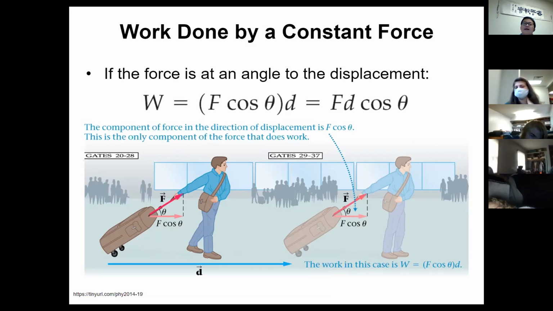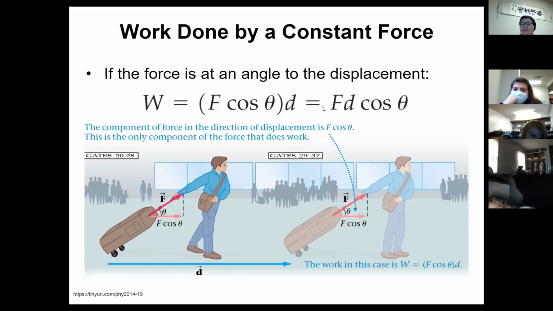Okay, so only the direction in which the force is parallel to the displacement does work. In the direction where the force is perpendicular to the displacement, it does zero work. So in general, the work done by a force is going to be force times d times cosine theta.